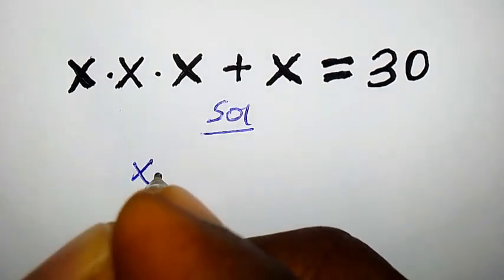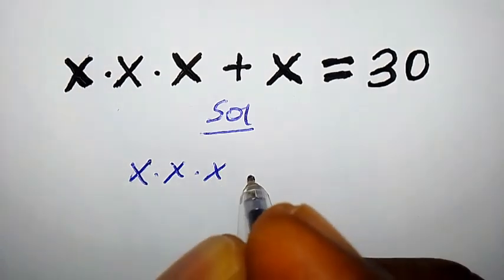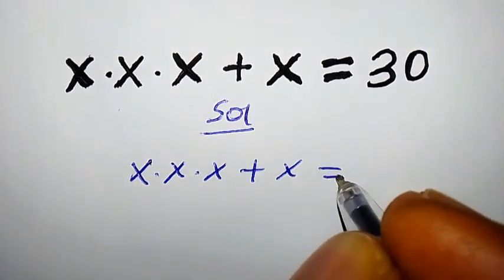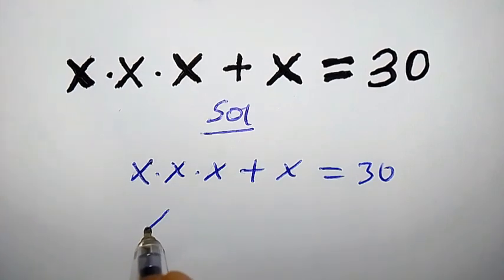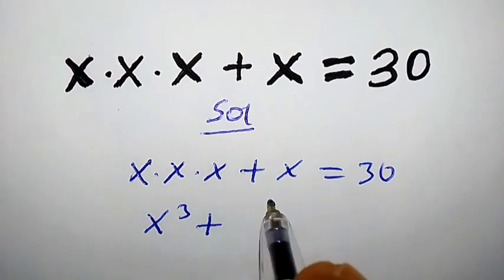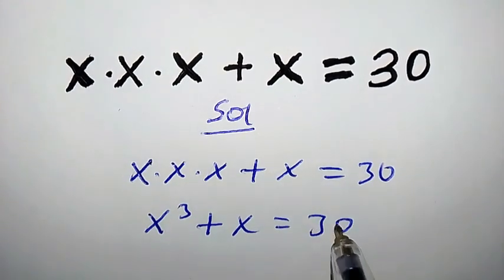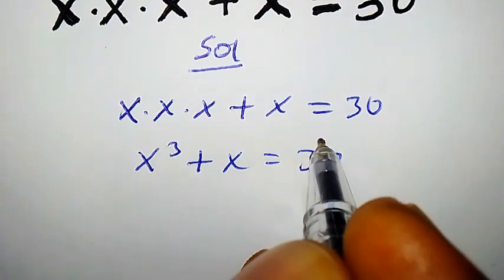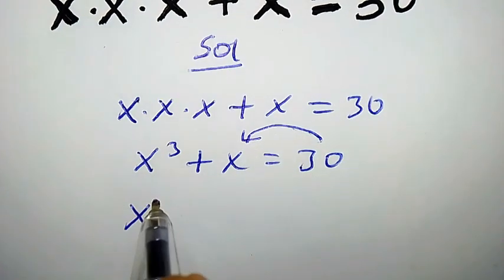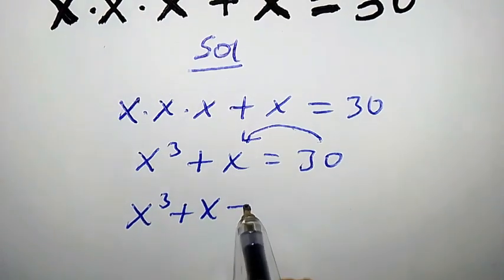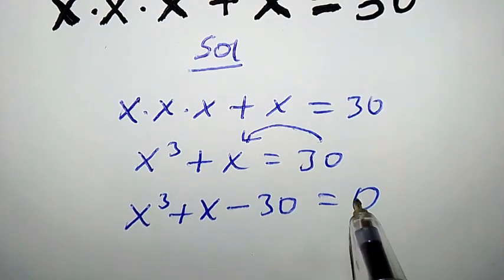We have x times (x plus x) equal to 30. First, x times x is x to the power of 3, plus x equal to 30. The next step now is to transfer this to the left side. So we're going to have x to the power of 3 plus x minus 30 equal to 0.